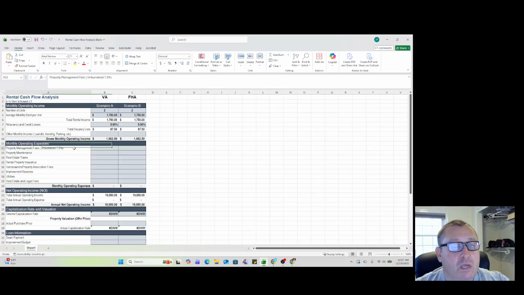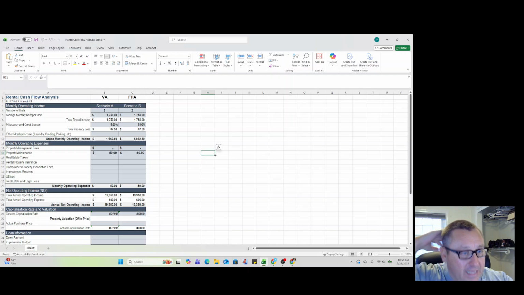All right. So generally with house hacks, you're going to be managing yourself. So we're not going to put any fees under management. Property maintenance, same thing, right? You're going to be doing it yourself. So let's just throw $50 in here a month, maybe for supplies, for gas, for a lawnmower, that type of stuff. So we'll throw $50 a month in there.